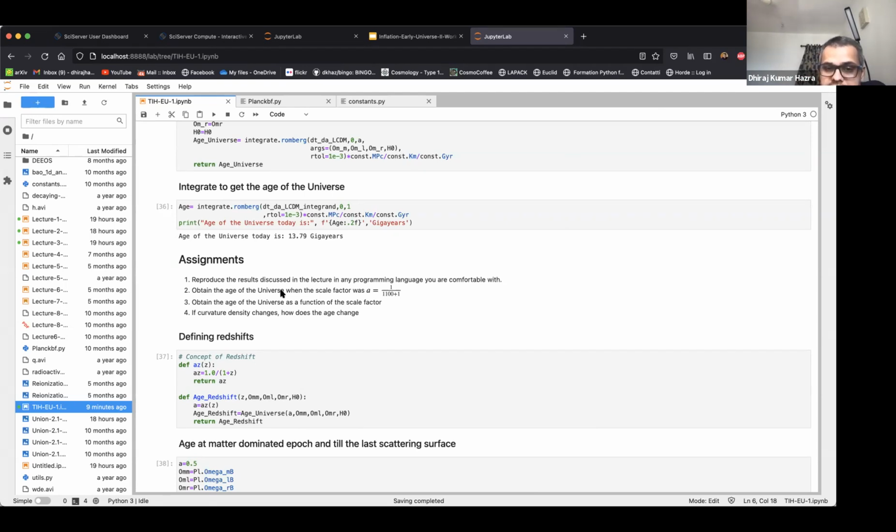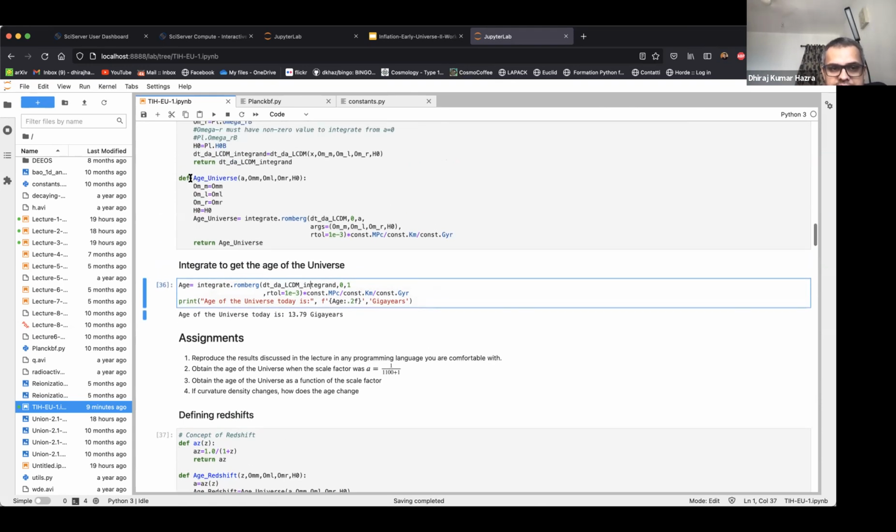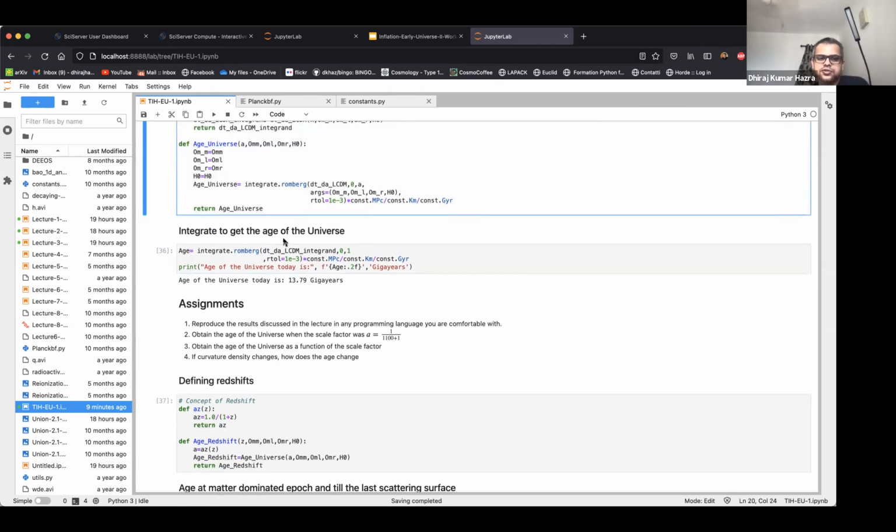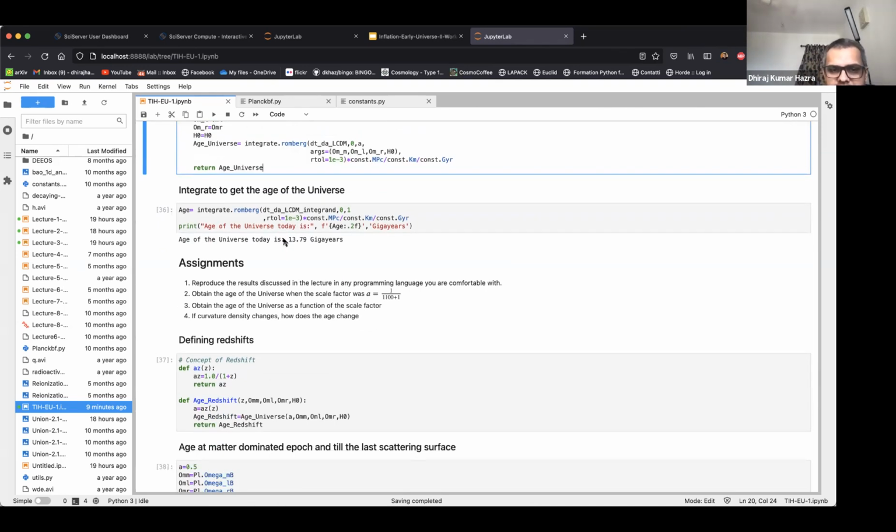You remember I discussed yesterday that redshift 1100 is the redshift where the last scattering surface is located, where the photon has last interacted with the matter. This is the CMB surface, from where the photons are streaming towards us freely. Okay. Obtain the age of the universe as a function of the scale factor. You can do that very simply, as I have shown with this integrand, for example, age of the universe. You can calculate it as a function of a, just change the a and run it in a loop.